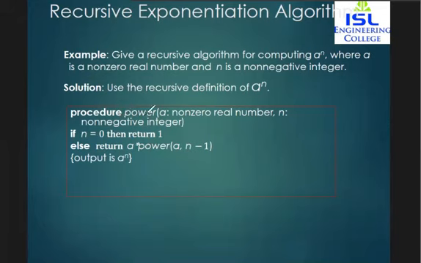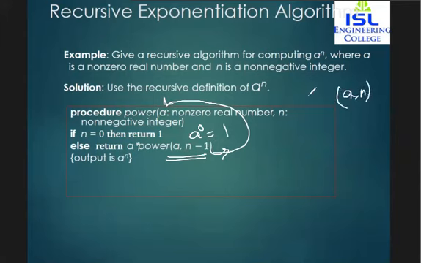Over here, we'll just see the algorithm. Procedure power. a is a non-zero real number and n is a non-negative integer. If n is equal to 0, then return 1. That is, a power 0 is 1. Else return a into power of a, n minus 1. This is your recursive function. It again calls this procedure with the power n minus 1. Here it was calling with a comma n, so power of a comma n in the first step. After that, it calls with power of a comma n minus 1. Each time it will call with a comma n minus 1, and you will keep on reducing it until n becomes 0. When your n becomes 0, it will return 1 and your output is a power n.